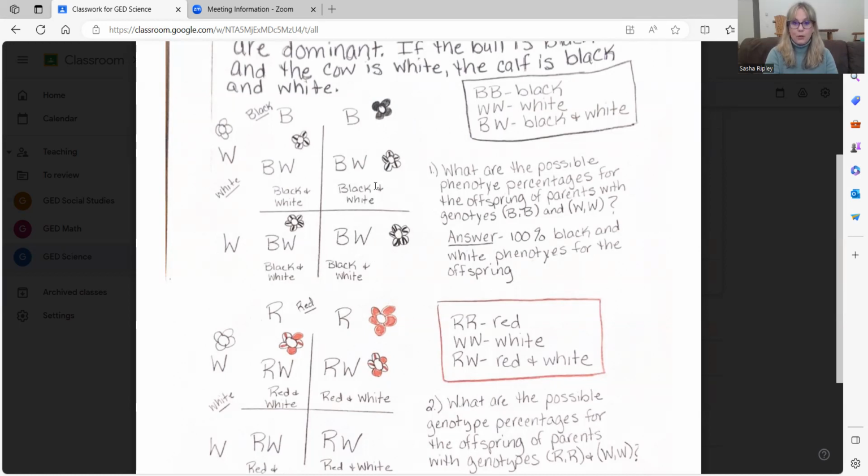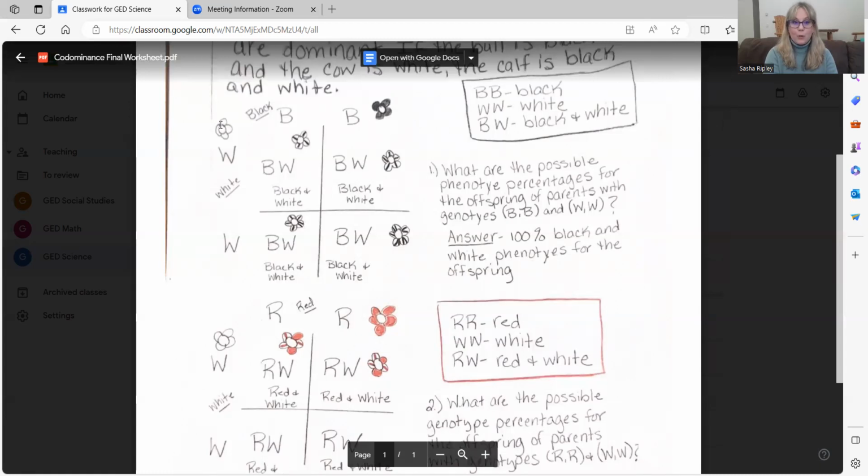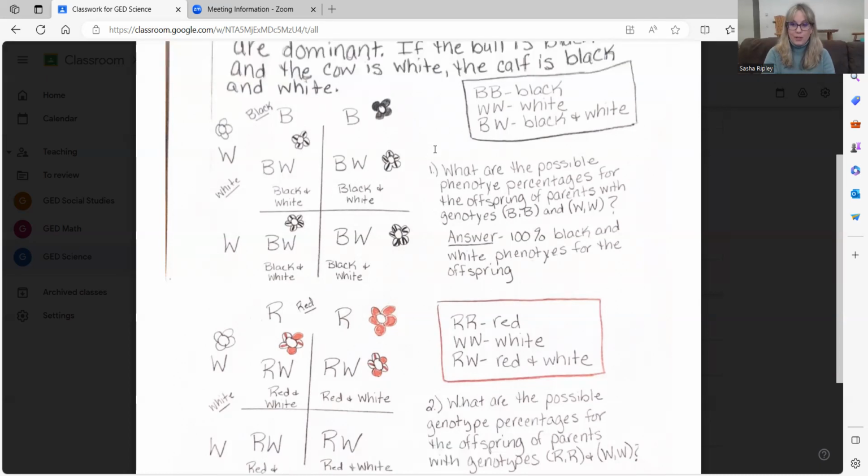So out of my 4 possible offspring here, 100% of the offspring are going to have a genotype of BW and a phenotype of black and white, because again, in codominance, both of the phenotypes are expressed. So we're going to get the phenotype of black from this parent and the phenotype of white from this parent.